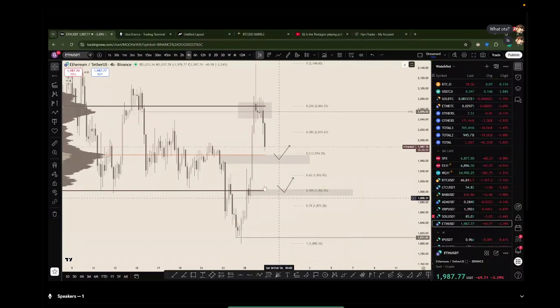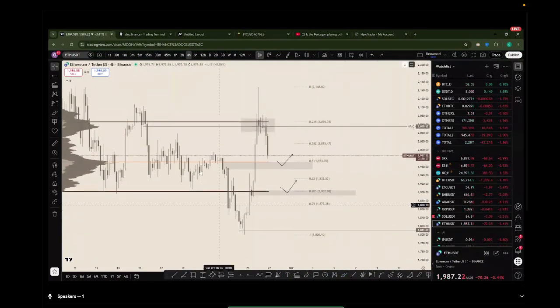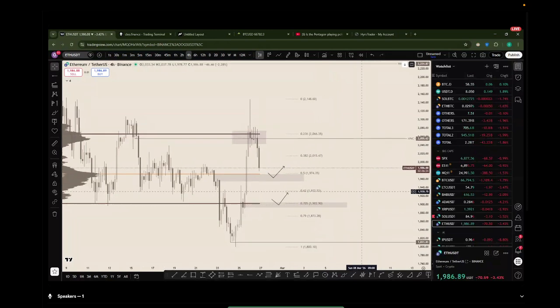It is not about the levels; it is about anything below the 0.5 being the discount, and anything above the 0.5 being the premium. So you want a short in the premium, and you want a long in the discount. That's the philosophy you need to understand. Other than that, these are just to be more specific. Most of the time this 0.62 is the most important level you want to look at. But once you get more advanced, you can look at the other levels as well.